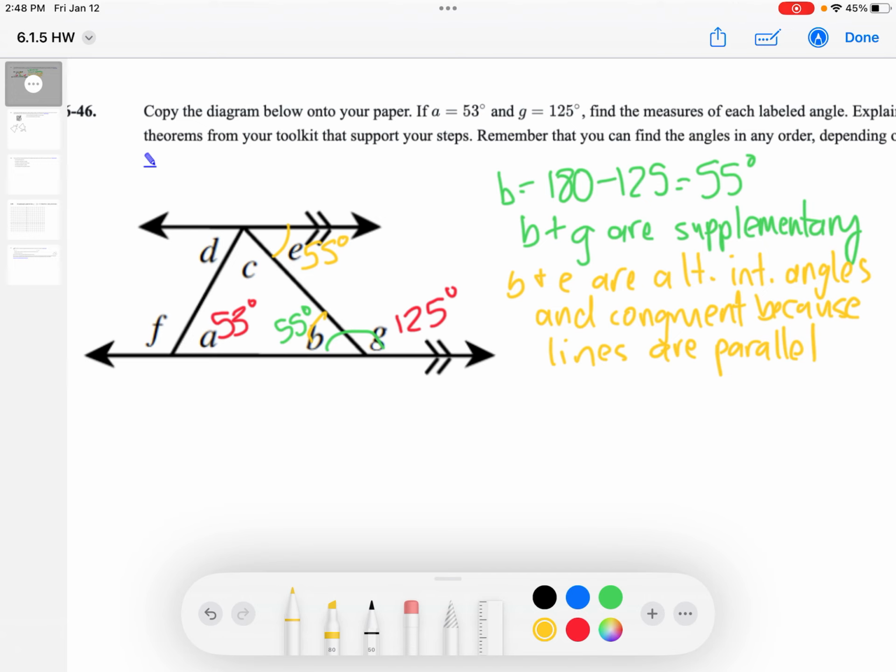All right, let's see what else we can figure out here. I've got a triangle going on, right? And I know by the triangle sum theorem that the angles of a triangle add up to 180 degrees. So if I say 180 minus 53 minus 55, that's going to give me angle C. And it turns out that is 72 degrees. So I could say that equals angle C by the triangle sum theorem.